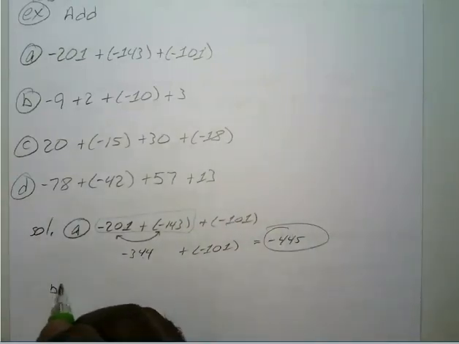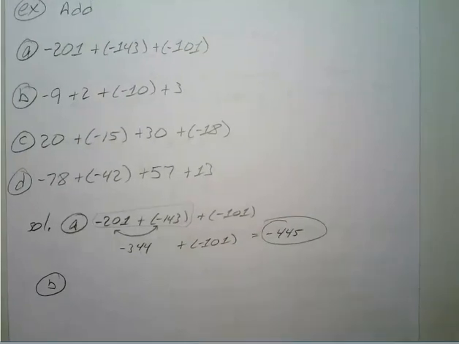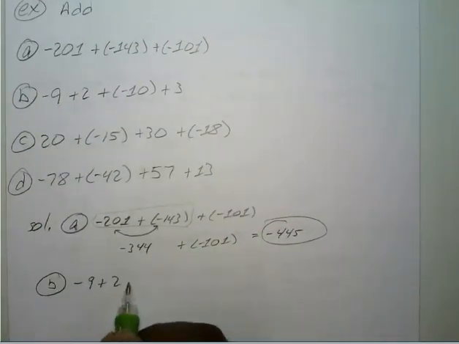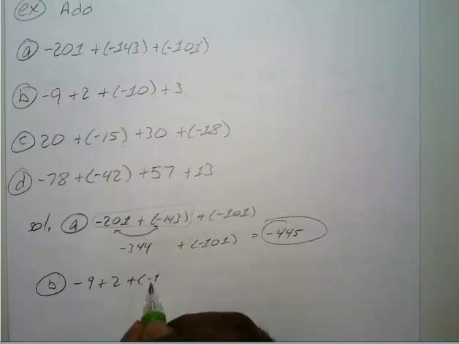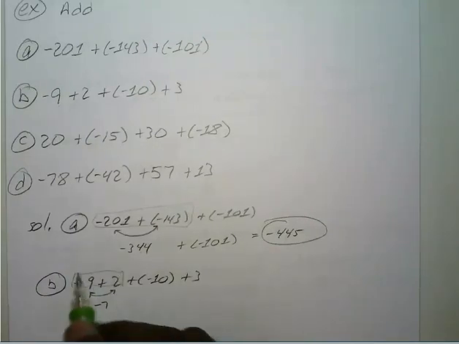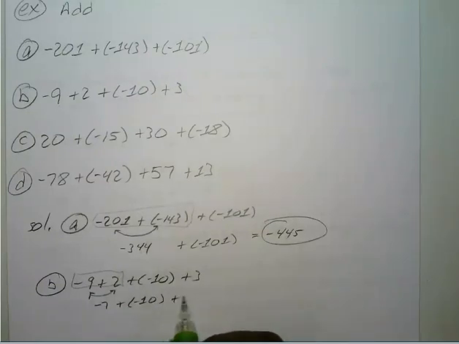Okay, so we'll do problem B. You have negative 9. Let me go ahead and write it. Negative 9 plus 2 plus negative 10 plus 3. Okay. Negative 9 plus 2 is negative 7. So those two is negative 7 plus negative 10 plus 3. So now we can add these two together. We can add these two together.